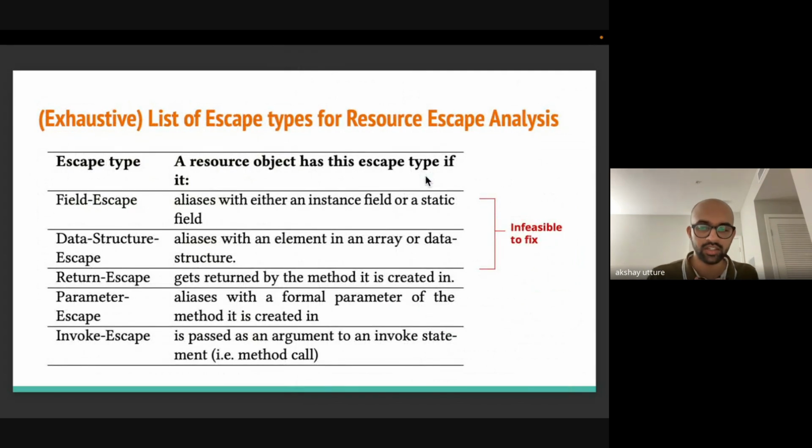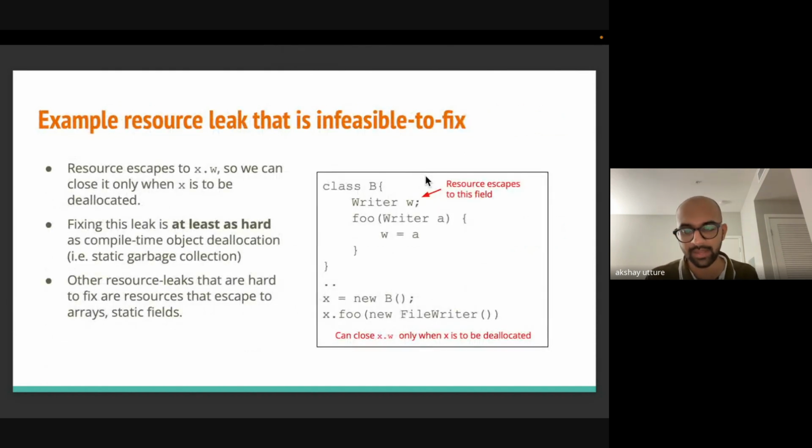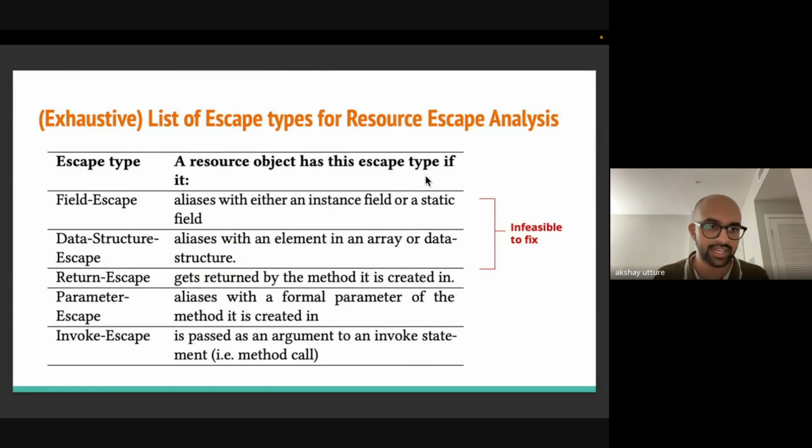Yeah. So if we have field escapes and data structure escapes, we're going to declare them as infeasible to fix. And the other three escape types will help us generate the correct fix. So why field escapes and data structure escapes are hard, we saw an example of one of them before. At least for instance field, it's at least as hard as compile time object deallocation. And in general, for fields and data structures, it sort of reduces to some known hard problem.